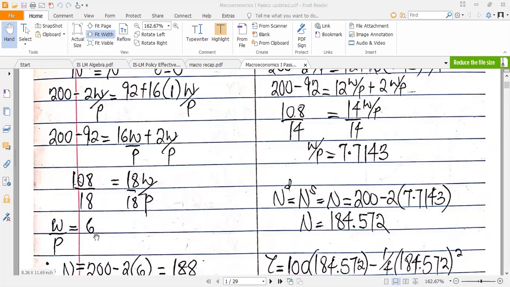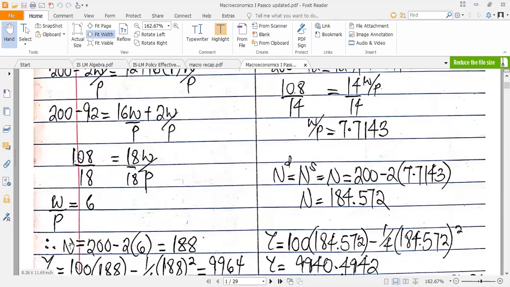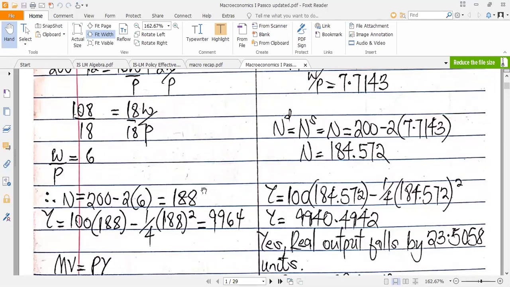And the next question, we have to find N. If you want to find N, you put your real wage into either ND or NS. Here he put it into the ND. We are getting 188, okay, as our N. And then the next question, I hope you are with me on the past question. The next one is to find the real output.